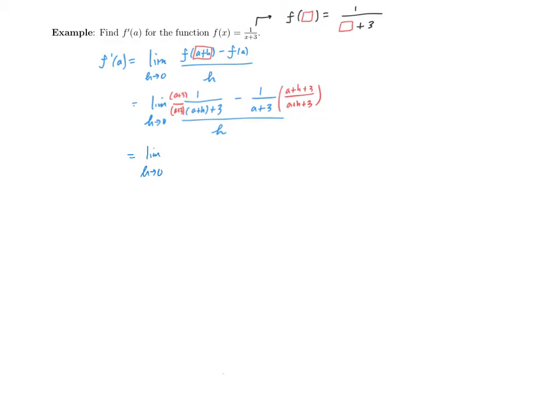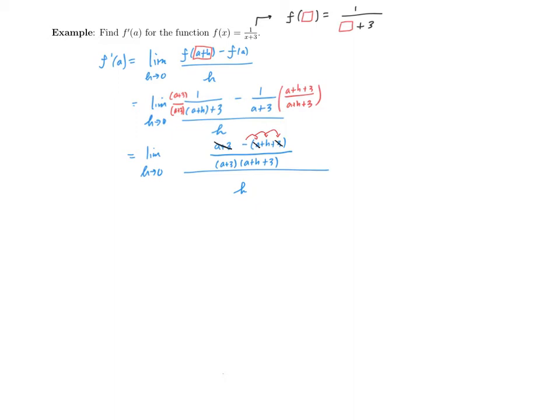We have the limit as h approaches 0. We still have that h in the bottom. Now in the top, we're going to have a single fraction with denominator a plus 3 times a plus h plus 3. We have an a plus 3 coming from the numerator of the first fraction, and we're subtracting away the quantity a plus h plus 3 coming from this numerator we have in the second fraction. And this gives us a whole bunch of simplifications to do. Note, the minus sign really distributes through, and we have a positive a plus 3 minus a minus 3.